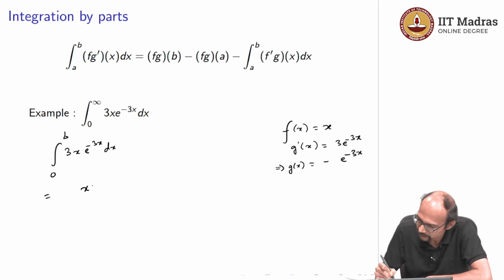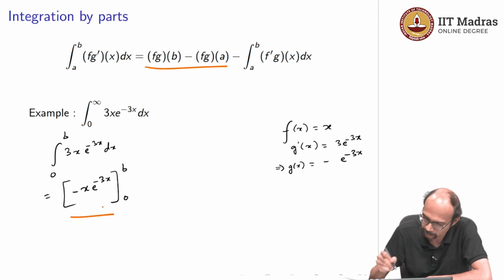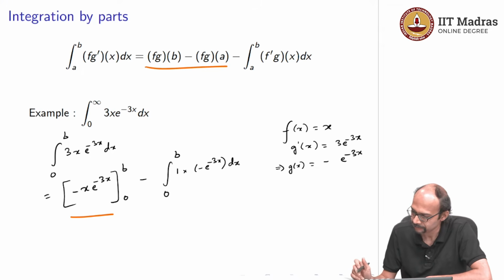So, f times g is x times minus e to the power minus 3x, and we evaluate this from a to b. Here we are at 0 to b, that is the first part, that is what I have written down. Then the second part we still have to integrate. This is 0 to b of f prime, which we just noted was 1, multiplied by g. What is g? Minus e to the power minus 3x dx.